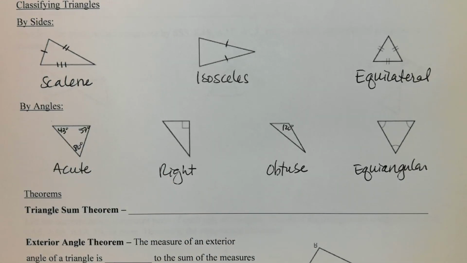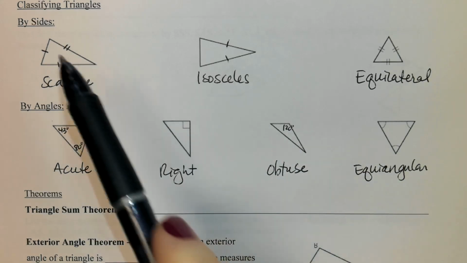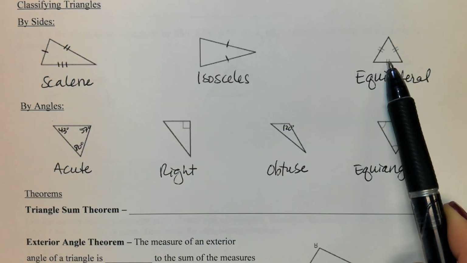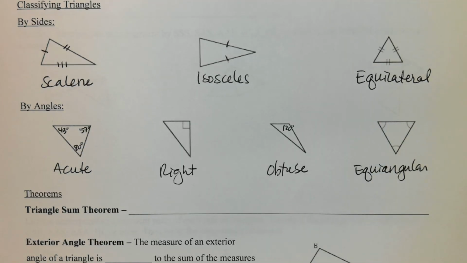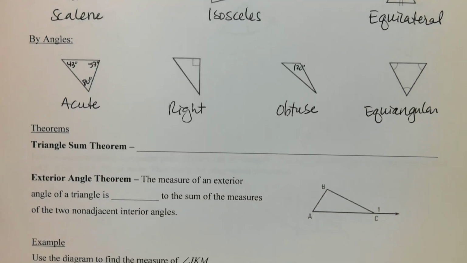What you really have to watch for when you're doing the homework and the test is the information you're given. If you're given information about the angles, make sure you pick an angle name. And if you're given information about sides, make sure you pick a sides name. Even if you can figure out from that one that equilateral has to be equiangular, this is the information we knew. So equilateral would be what you would say.